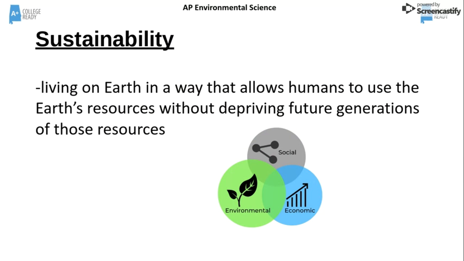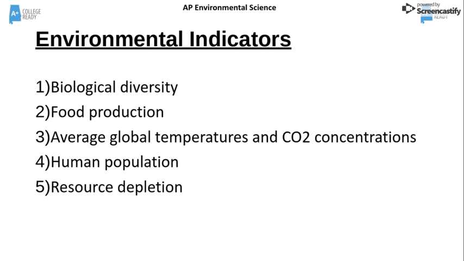Sustainability is defined as living on Earth in a way that allows humans to use the Earth's resources without depriving future generations of those resources. Environmental indicators of sustainability are biological diversity, food production, average global temperatures and CO2 concentrations, human population, and resource depletion.